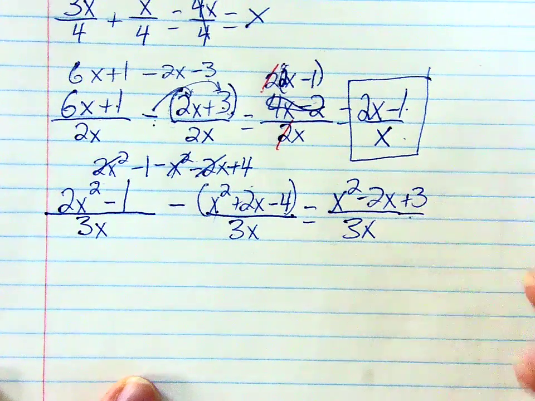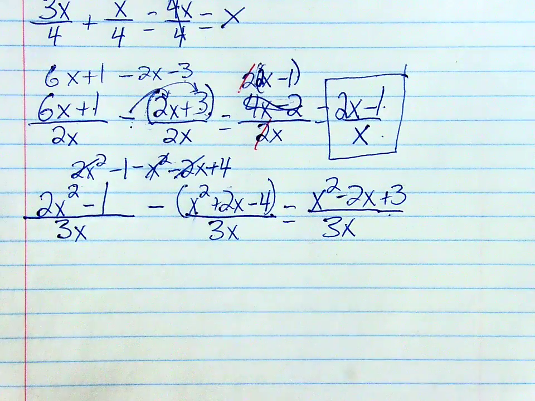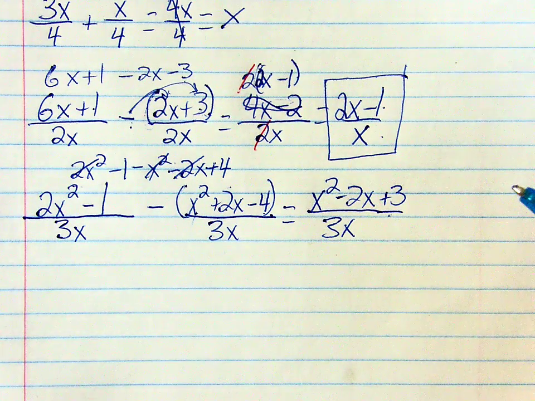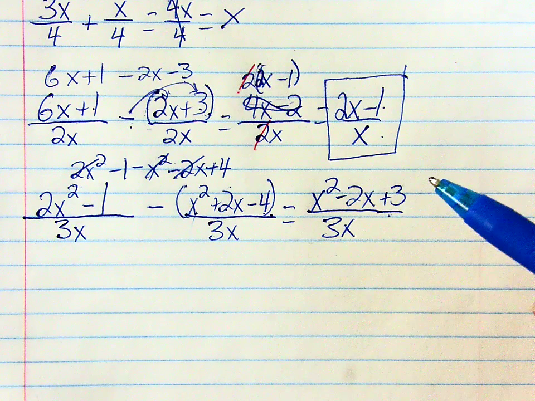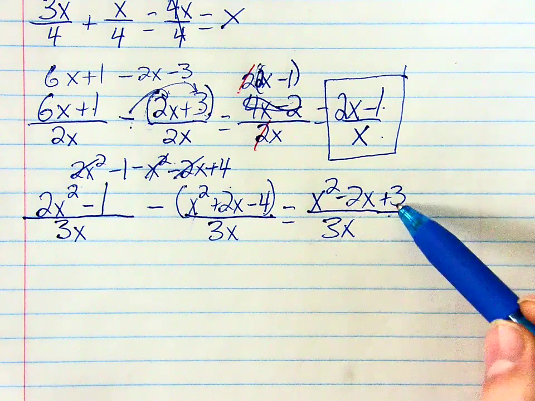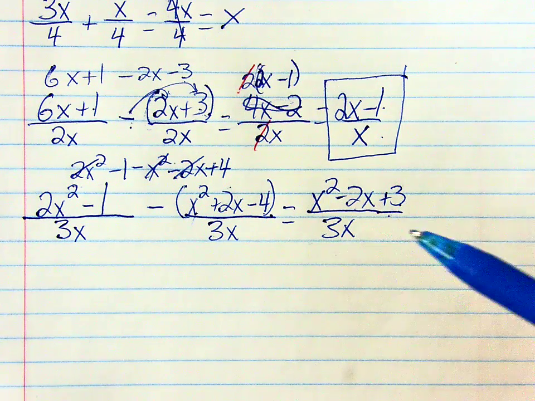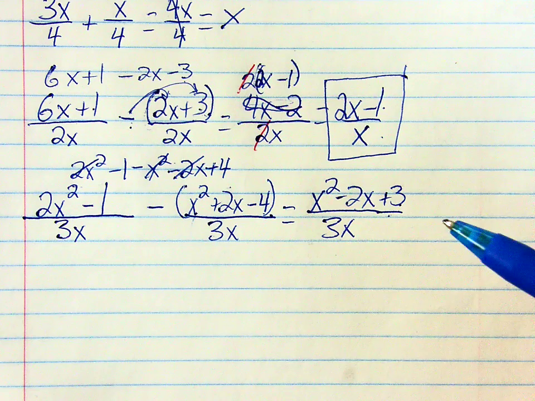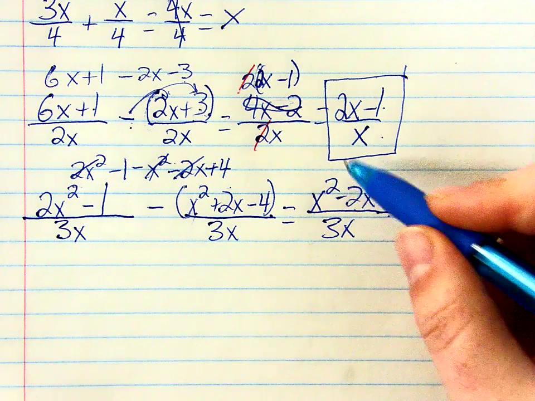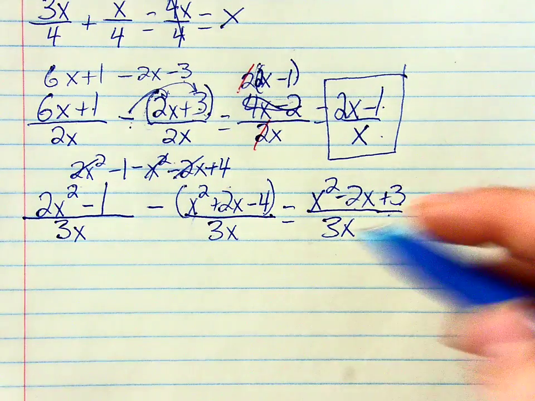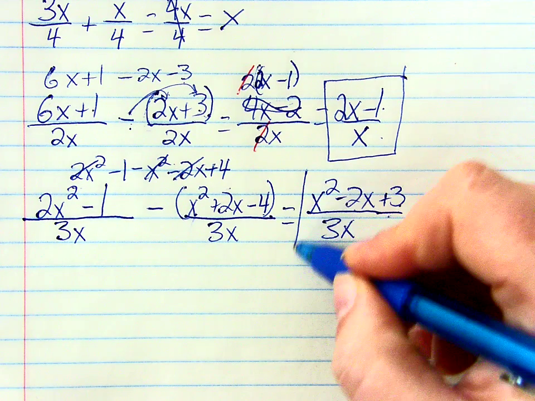Plus 3. So now I have to check if this is a final answer or not. Well, it is, yes. But we should check, can I factor this numerator? Are there factors of positive 3 that add to be negative 2? No. But if there were, I would factor them and see if it cancels with anything in the bottom. It doesn't. So this is my final answer this time.